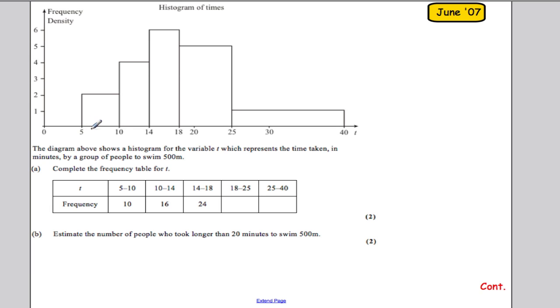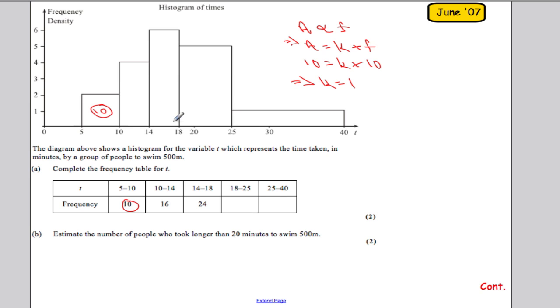Right, the first thing I'm going to do is check and see if the area of each bar is proportional. I know that the area of a histogram is proportional to its frequency. That means the area of any particular bar should equal some constant k multiplied by its frequency. So if I check this bar, the area is 5 times 2, that gives me a value of 10. That should equal some constant multiplied by its frequency for that group, which I'm told is also 10. That means the constant k is 1, which is brilliant.